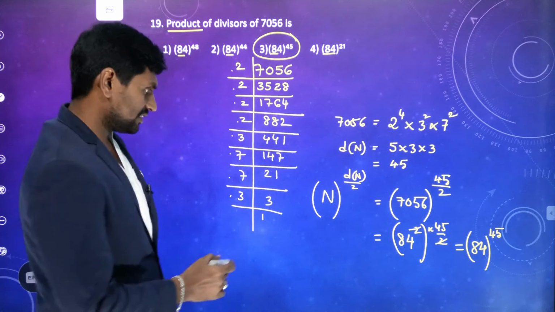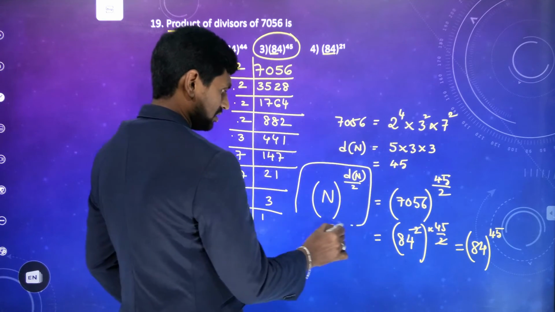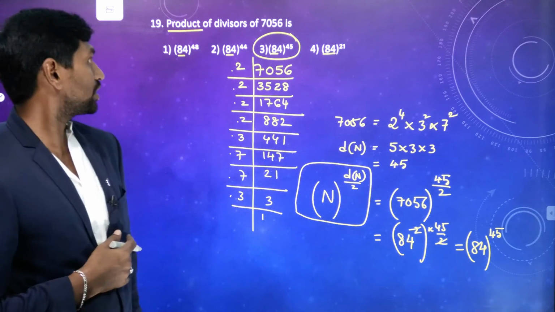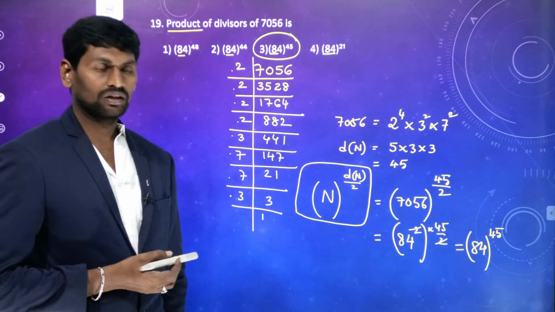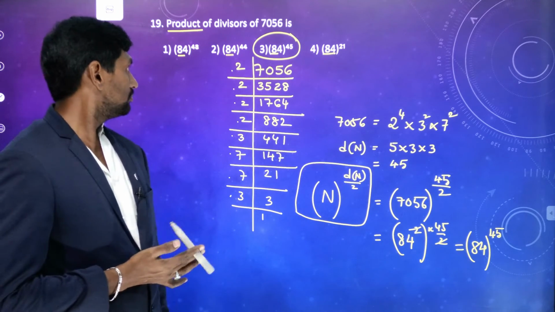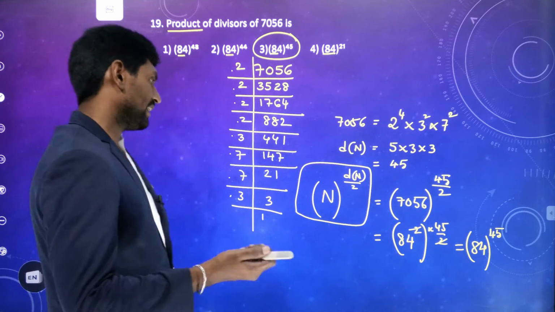Did you understand this? This is the formula we are using for the product of divisors. Okay? Next question.